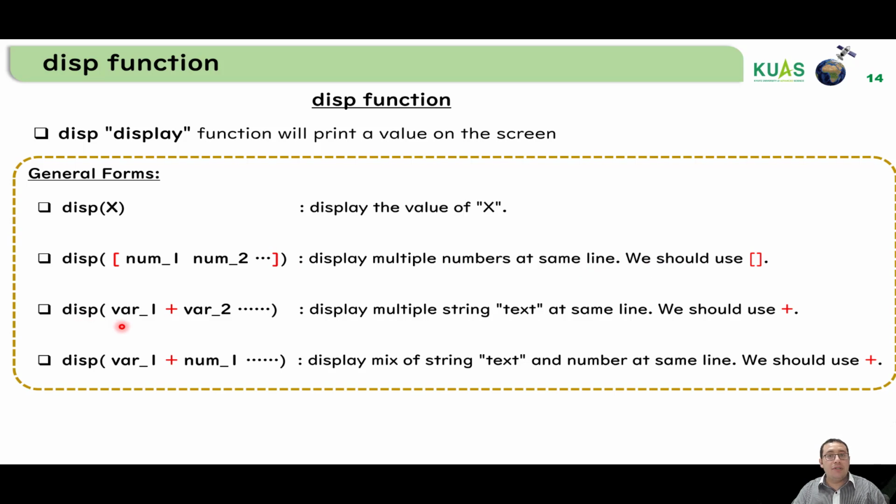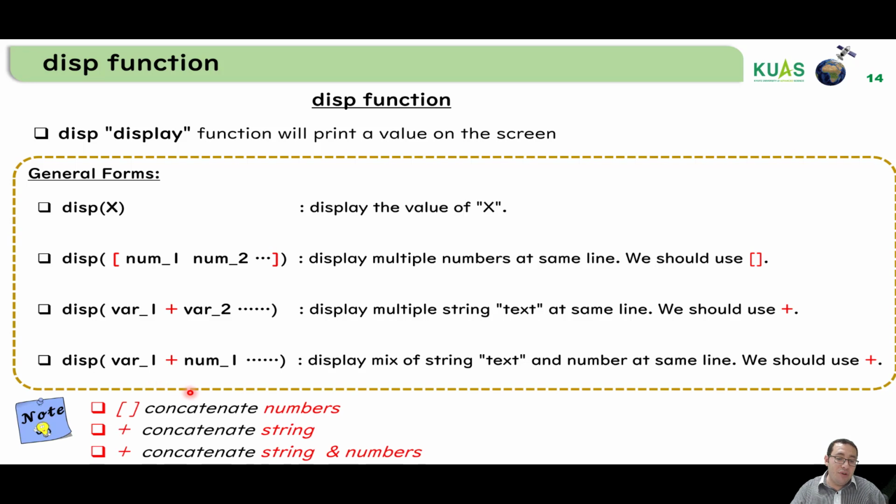If we need to display several variables at the same time, for example, if I have a text which is hello, and another text which is world, and we need to combine them and show them in one line, so display hello world in one place, we should write display, and then variable one plus variable two plus variable three, and so on. The plus is used to concatenate the strings, as in the previous video about string concatenation. So if we need to combine several strings, or numbers and strings, we should use the plus sign.